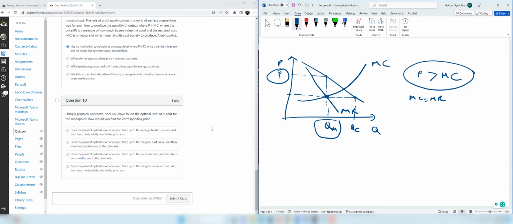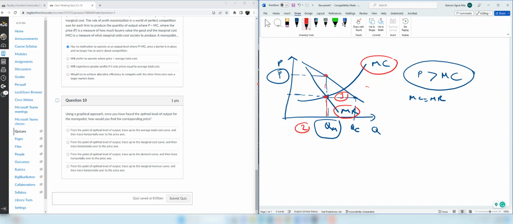Question 10. Using a graphical approach, once you have found the optimal level of output for the monopolist, how would you find the corresponding price? This is an example of a question that you need to practice to learn. The intersection of MC and MR determines first the quantity. So first find the intersection of MC and MR. Second, find the quantity.